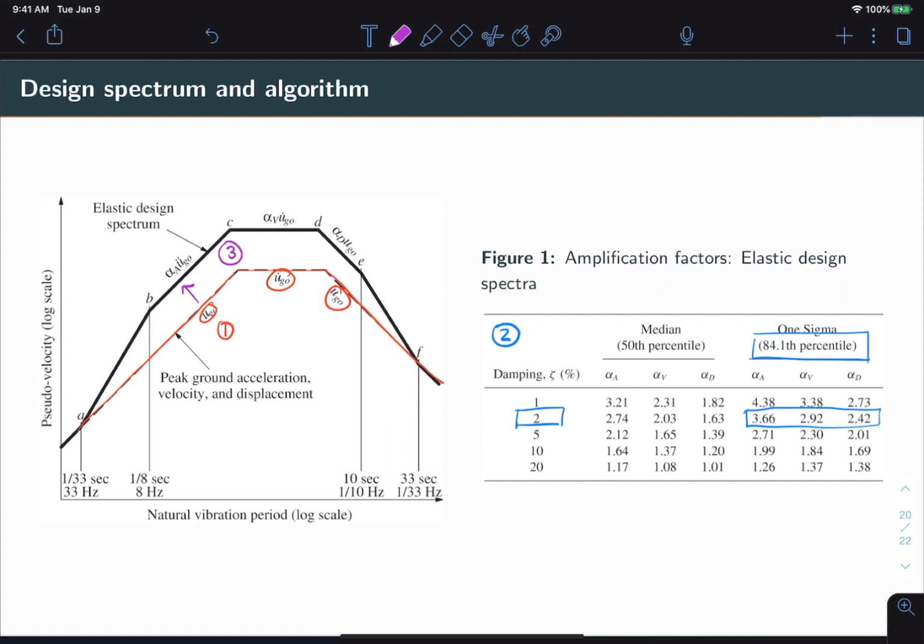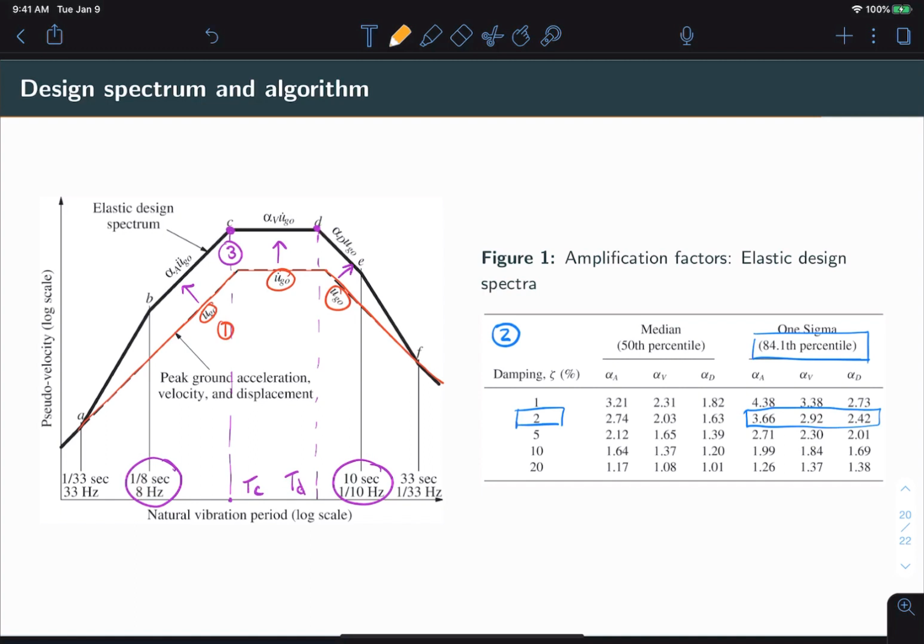So we will amplify the line BC by alpha A, the line CD by alpha V, and the line DE by alpha D. Note that in this case, the corresponding spectrum values for B and D are fixed. Once we amplify, the intersection of BC and CD will give us the corresponding value for TC, and the intersection of CD and DE will give us the corresponding value for TD.